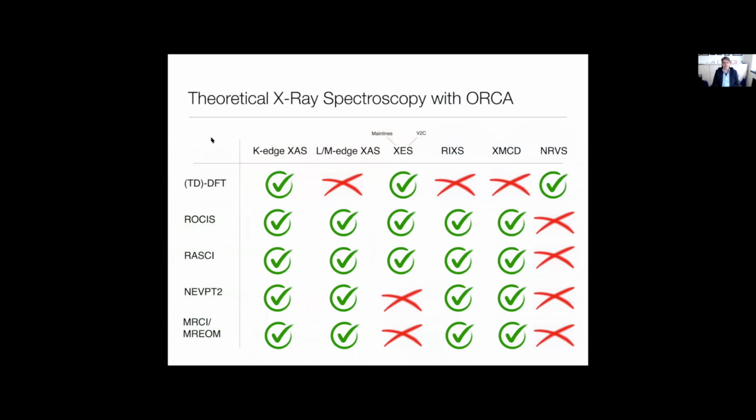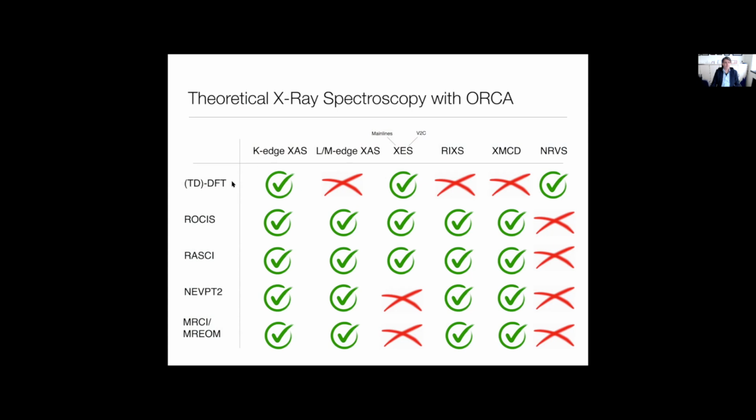And I've decided that I won't go into the theory of any of these methods here, because that would give a boundlessly long talk that would also be very technical and probably not very interesting to listen to. And here are the various spectroscopic properties, starting with K-edge X-ray absorption spectroscopy, L and M-edge X-ray absorption spectroscopy, X-ray emission spectroscopy, both main lines and valence-to-core features, and then more complicated spectroscopies like RIXS and XMCD, and finally also NRVS. And the first tool that comes to mind is TDDFT.